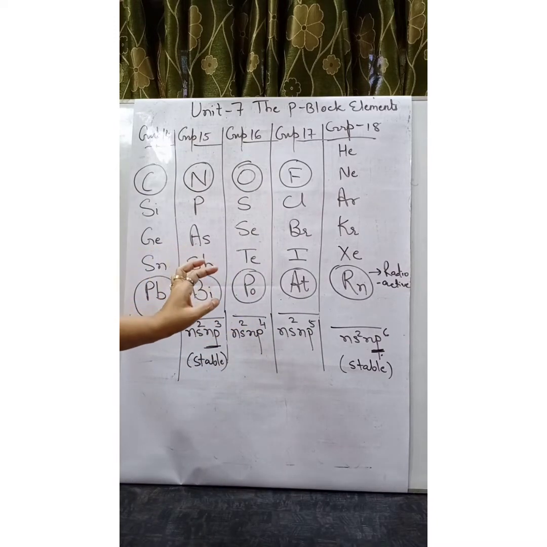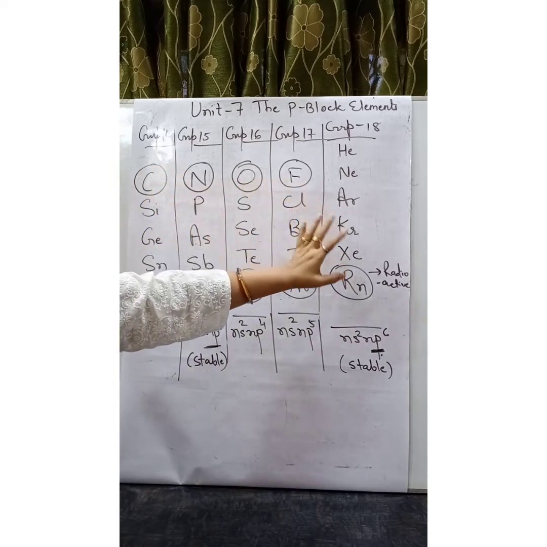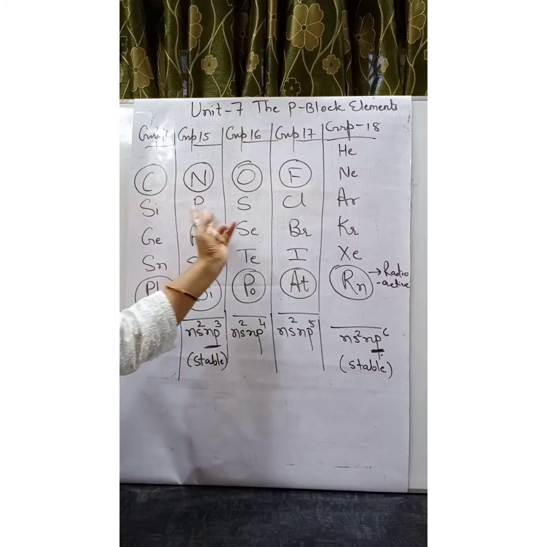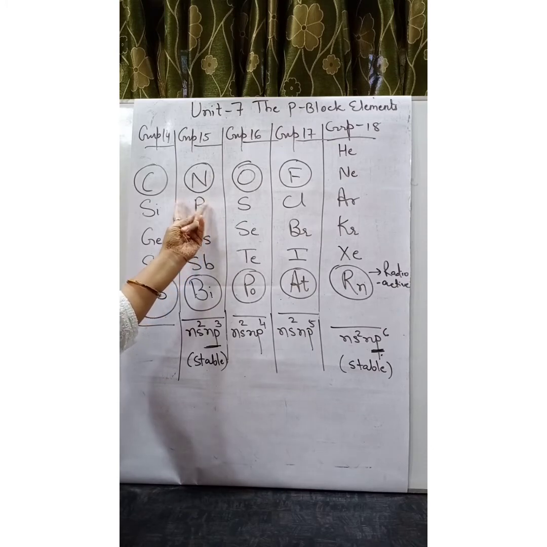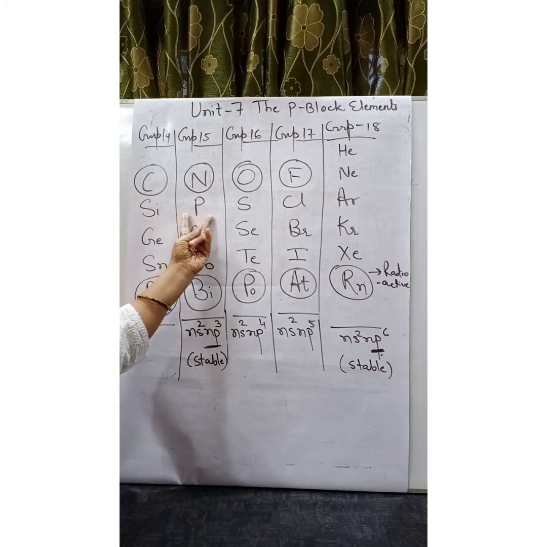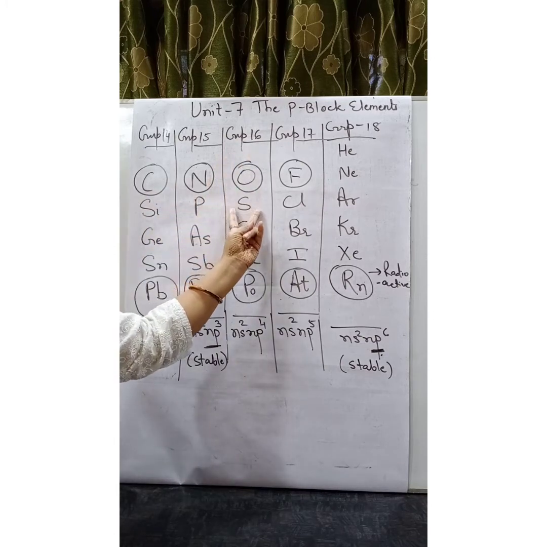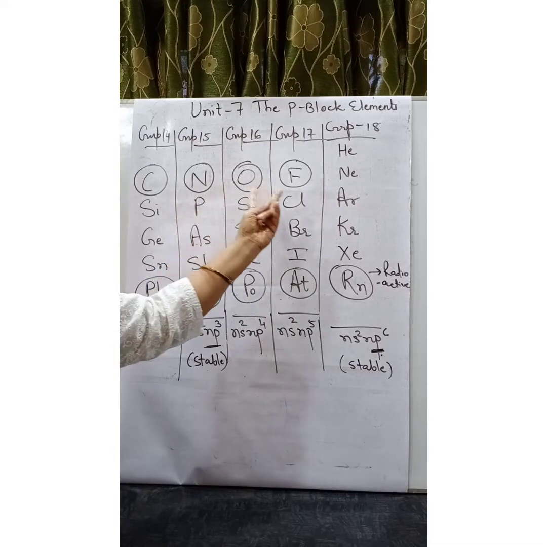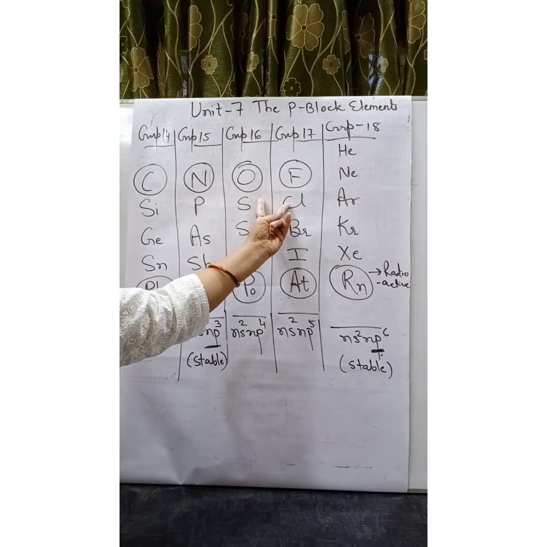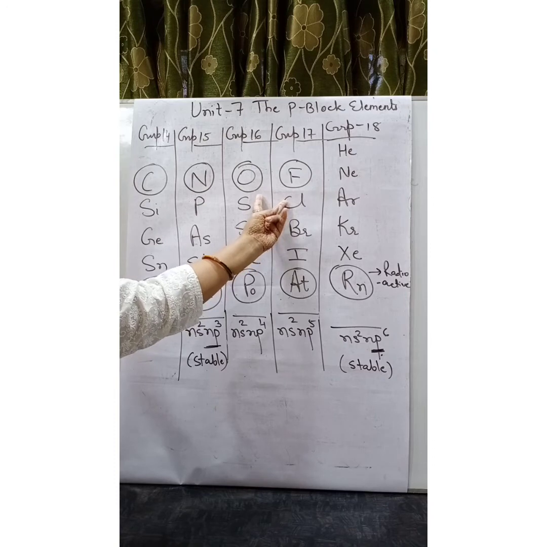Now let us make a comparative study of the atomic size in all these groups. We are moving in a period. So group number 15 is having a smaller atomic size as compared to group number 14. Group number 16 has smaller atomic size as compared to group number 15. Group number 17 is having the smallest atomic size in their respective periods.